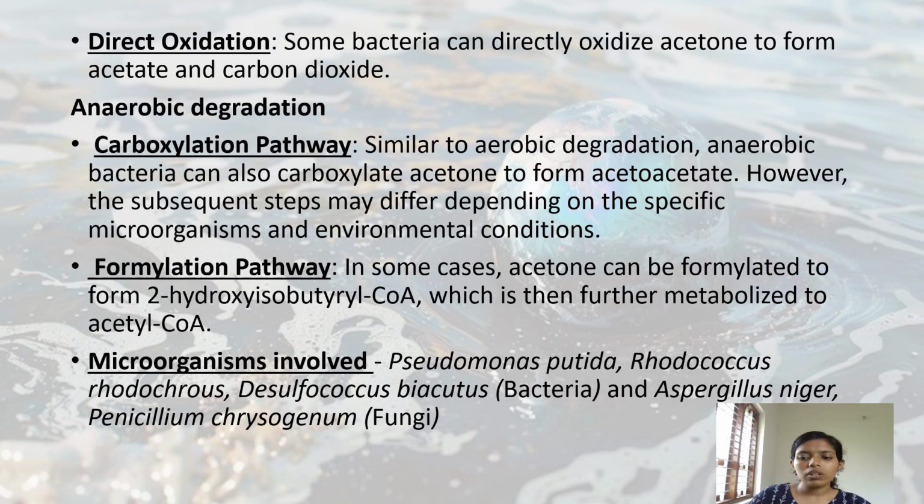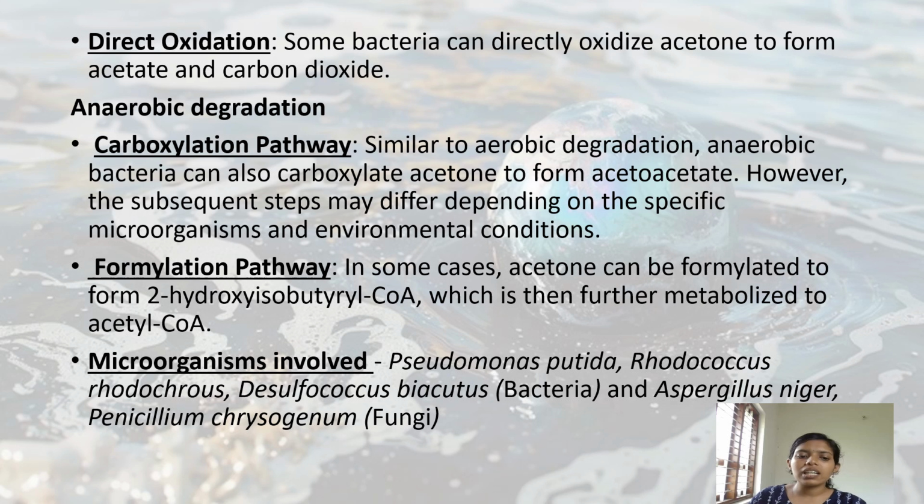Then, the next method in aerobic degradation is direct oxidation. Some bacteria can directly oxidize acetone to form acetate and carbon dioxide. They can skip the carboxylation step and directly oxidize acetone to form acetate and carbon dioxide.